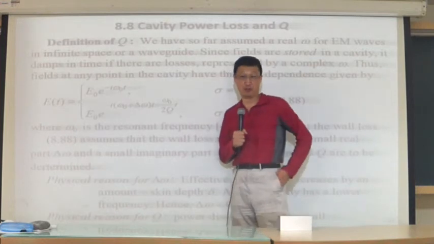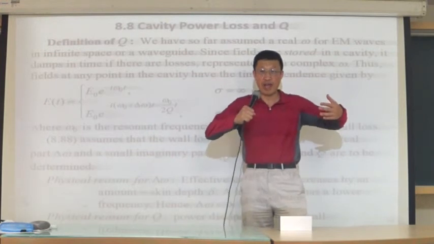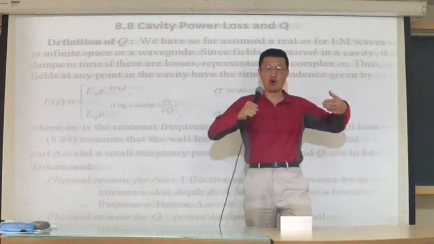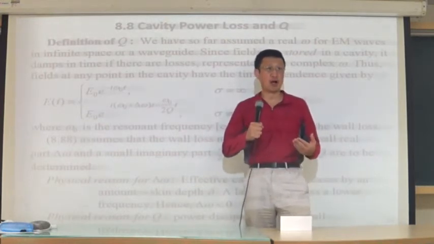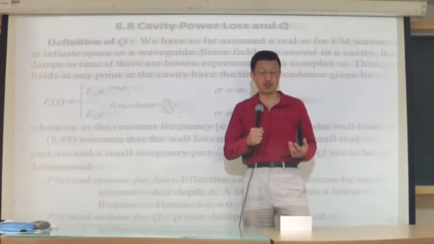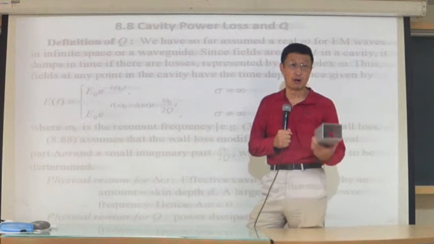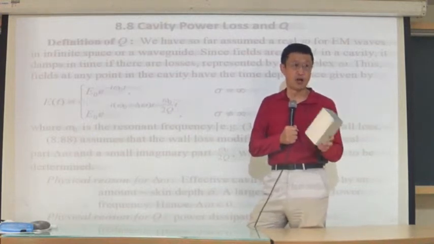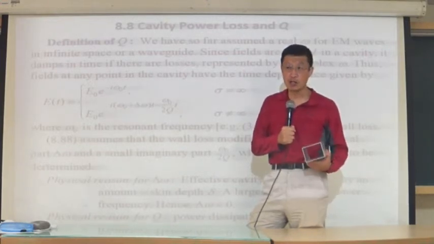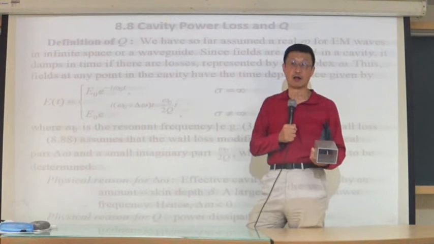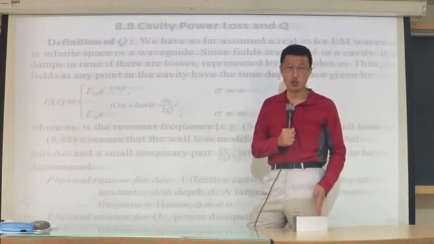A big reservoir or a small reservoir can store energy. A reservoir can store water, but this one can store EM energy. But energy will be lost because of the conductor. It's not a perfect conductor. So energy will gradually decay because of conductor loss. Okay? So the problem is how long can we store the energy inside a cavity?